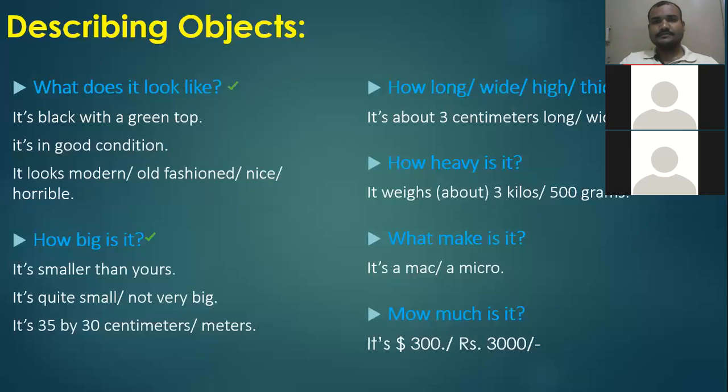Next question. How long or how wide or how high or how thick is it? It's about 3 centimeters long, or 3 centimeters wide, or 3 centimeters high, or 3 centimeters thick. Now, how heavy is it? How much weight does it have? It weighs about 3 kilos or 500 pounds or 300 pounds or 500 grams or 1000 grams. This is the way we're supposed to talk about the weight of that object. And then, what is it made of? Which material was used to make it?